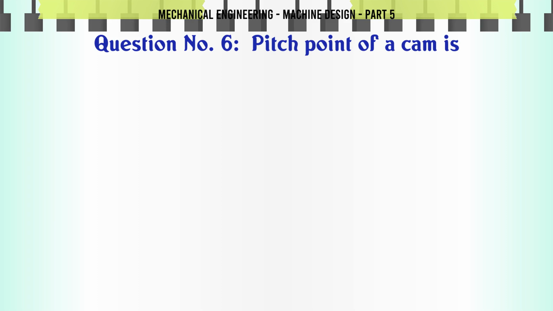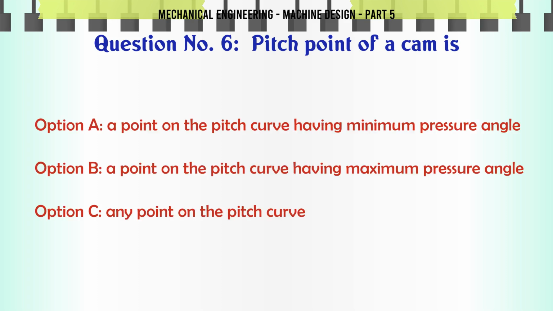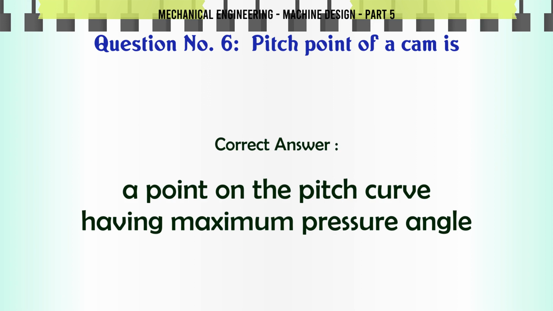Pitch point of a cam is A. a point on the pitch curve having minimum pressure angle, B. a point on the pitch curve having maximum pressure angle, C. any point on the pitch curve, D. any point on the pitch circle. The correct answer is a point on the pitch curve having maximum pressure angle.